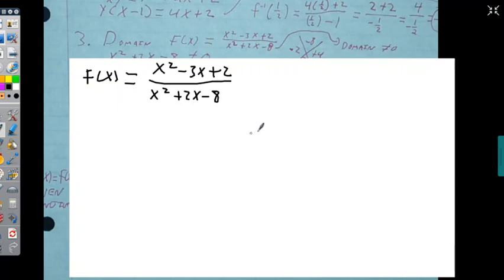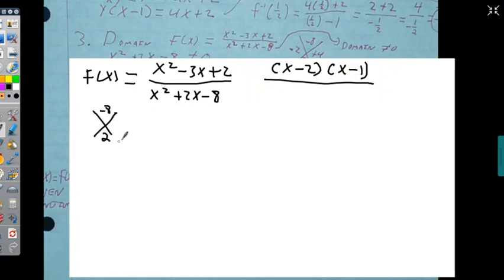All right? What do you think we should do first? Factor, okay. Let's factor the numerator and the denominator. We know we only have to factor the denominator, but let's just do both. All right, what's the numerator factored? We need 2 terms that multiply to 2 and add to negative 3. Not just 2 and 1, negative 2 and negative 1. So that's going to be x minus 2 and x minus 1. And what about the denominator? I need 2 terms that multiply to negative 8 and add to positive 2.